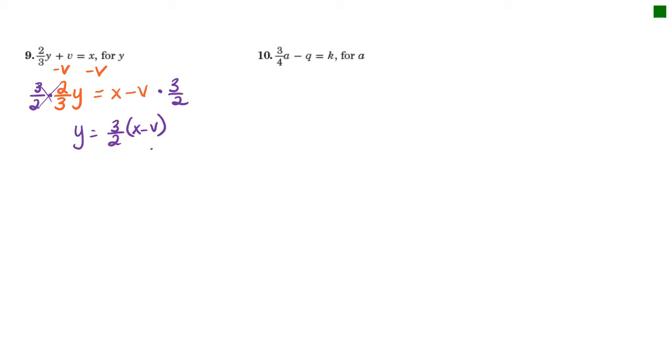So I hope you hit pause. Let's go over this question. All right. 3/4 times a minus q. I'm solving for a. I'm going to get rid of this q first by adding it. This is how I write a q, by the way. All right. Now I have 3/4 a equals k plus q. K and q can't combine them. To get rid of 3/4, I multiply by the reciprocal, 4/3. The 4/3 cancel, and I get a equals 4/3 times k plus q. All right?